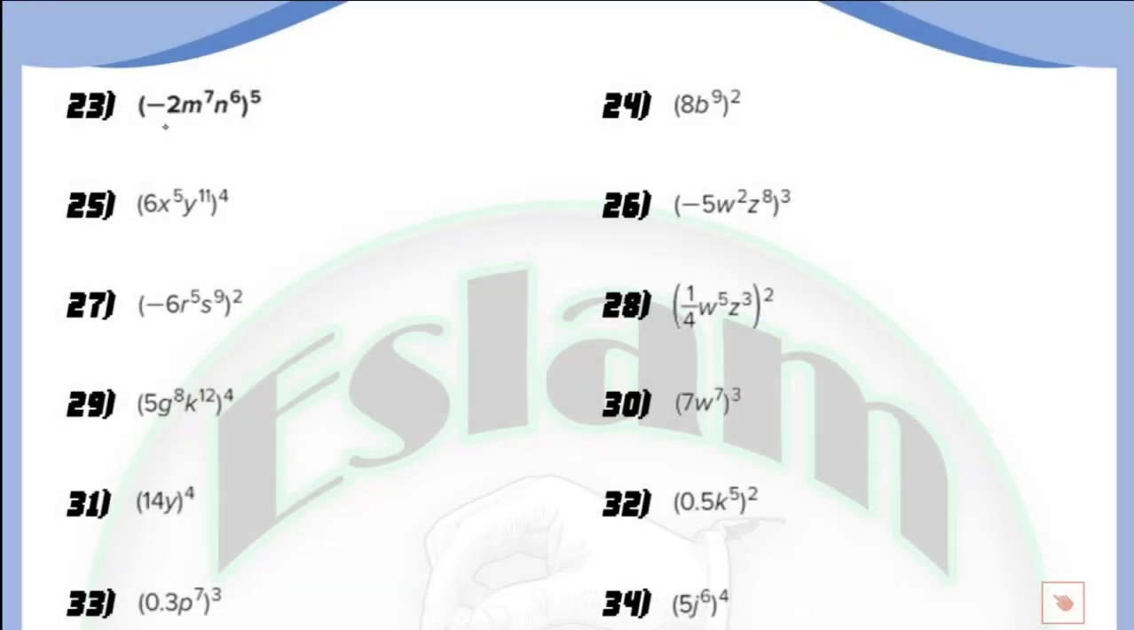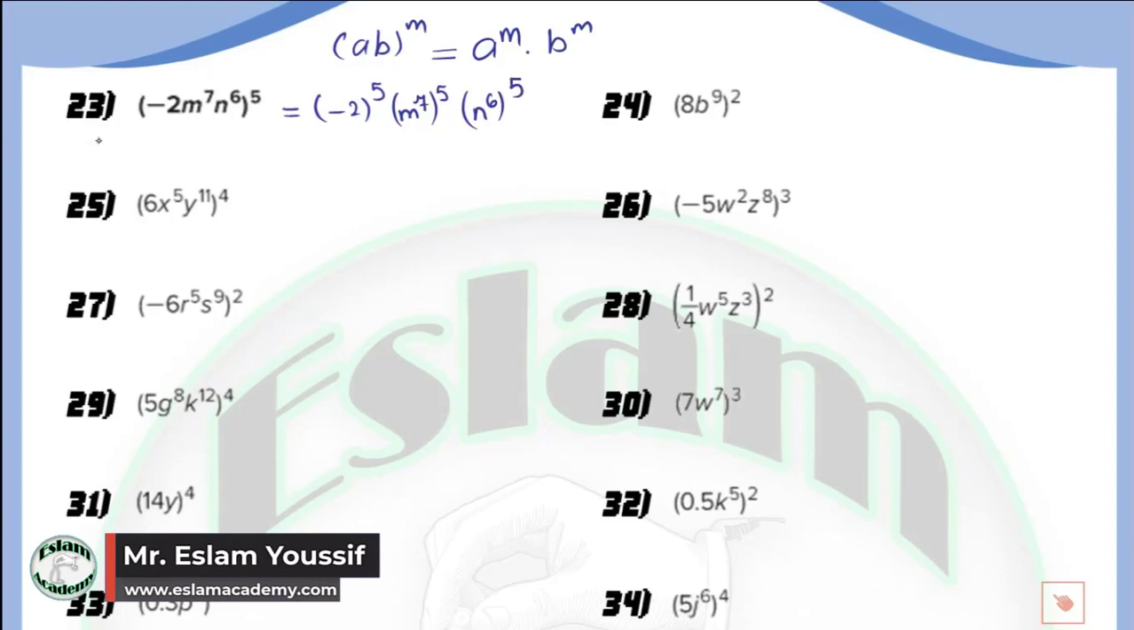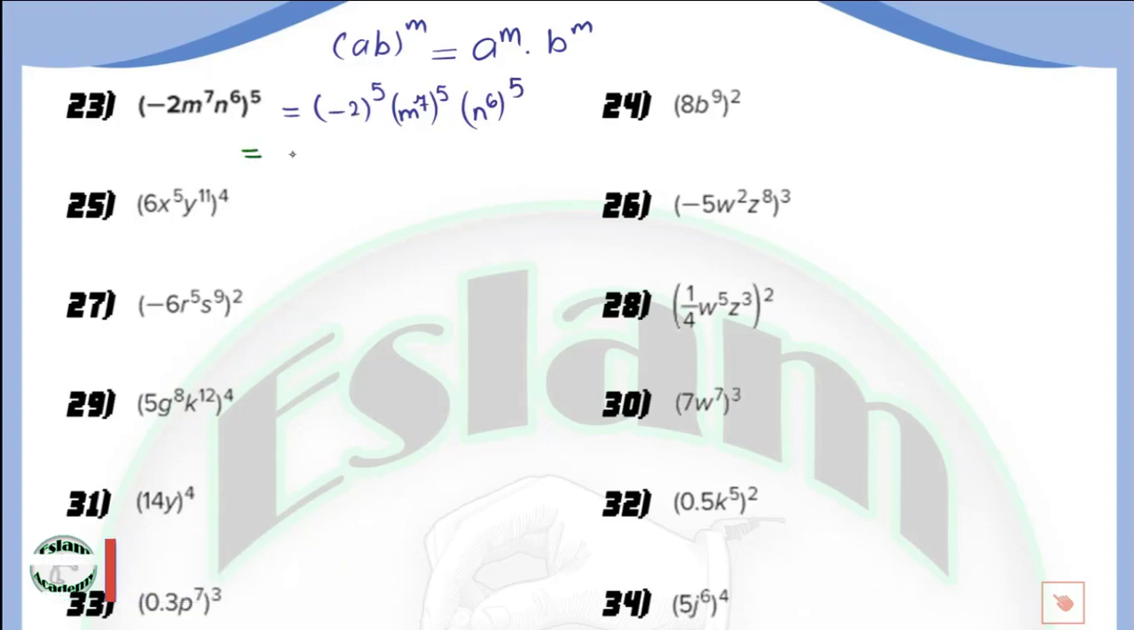In question number 23 we have negative 2 m to the power 7 n to the power 6, all to the power 5. If you remember the distributive property of the power, we have a times b all to the power m, so all we have to do is a to the power m times b to the power m. We will follow the same. So we write negative 2 to the power 5, m to the power 7 raised to the power 5, n to the power 6 raised to the power 5. Negative 2 to the power 5 equals negative 32. M to the power 7 to the power 5: just write m and multiply the powers. N to the power 6 to the power 5: just write n and multiply the powers.